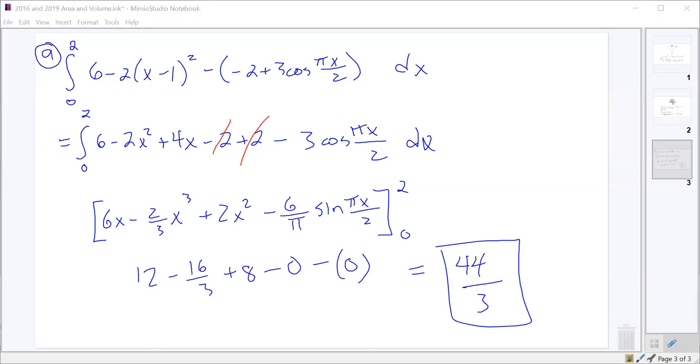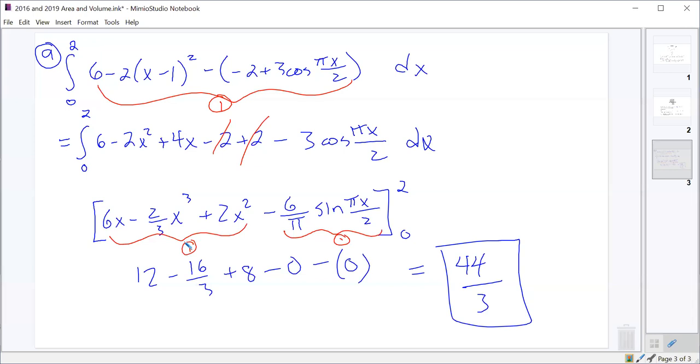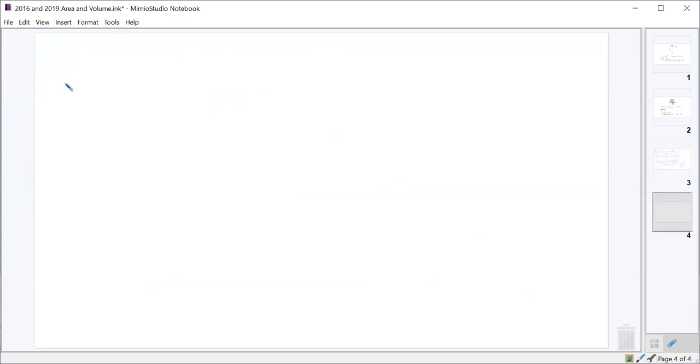And this area problem was actually worth 4 points. 1 for the right setup, 1 specifically for getting this integral, 1 for getting the rest of the integrals, and 1 for the final answer. Any questions there on part A? All right. Part B.